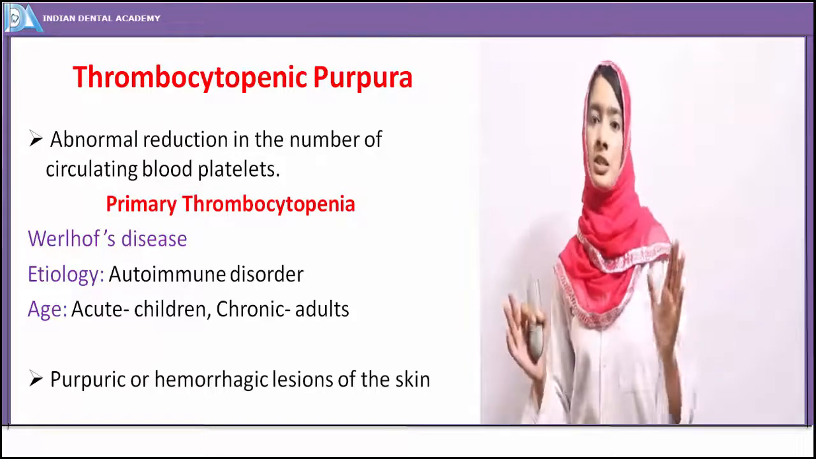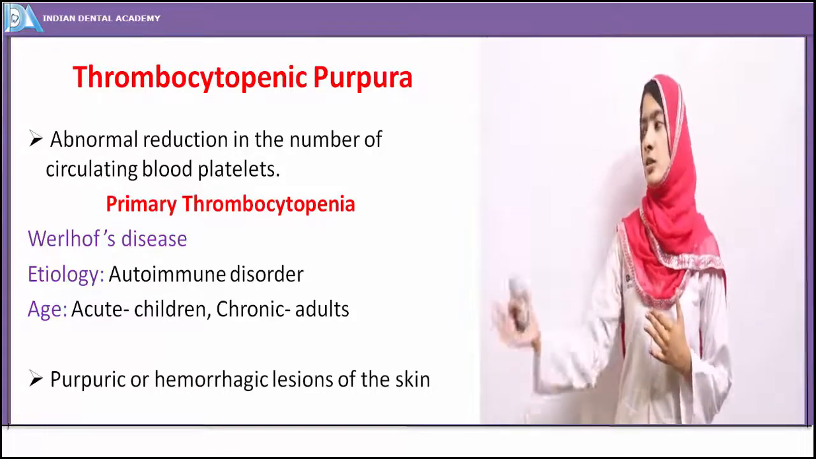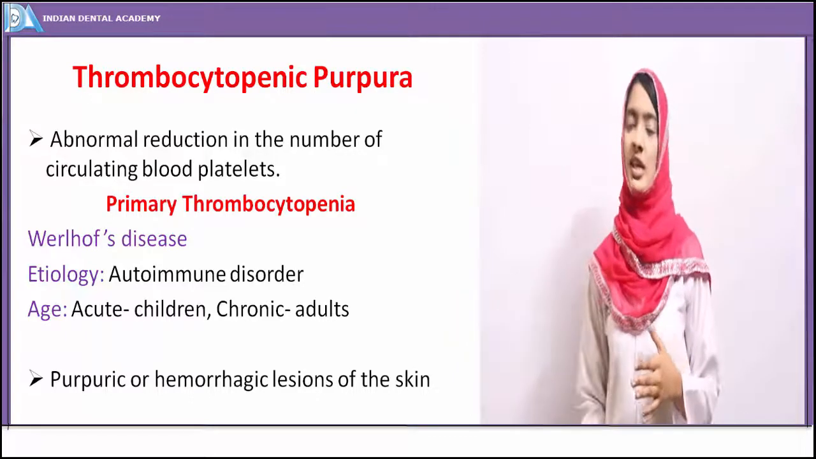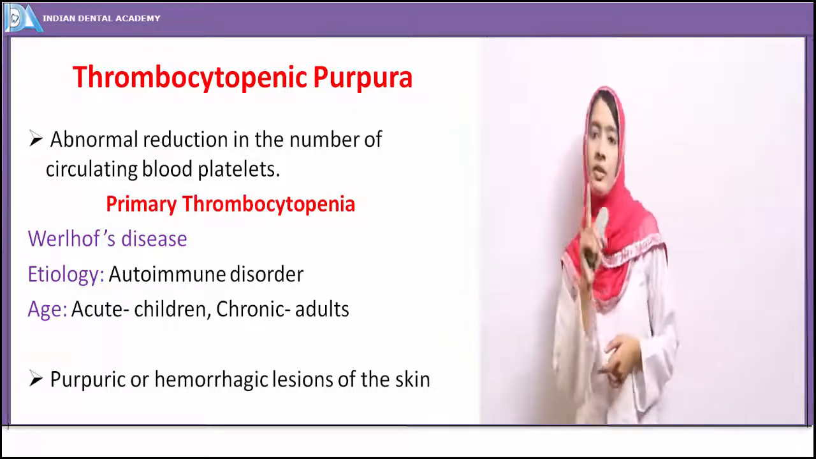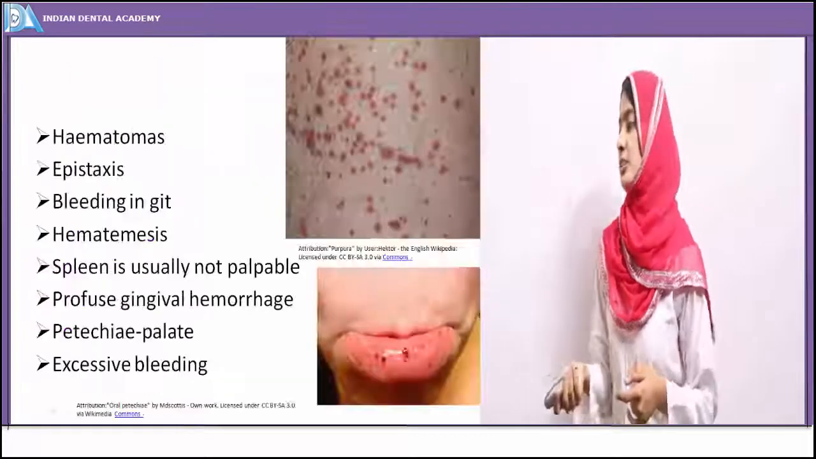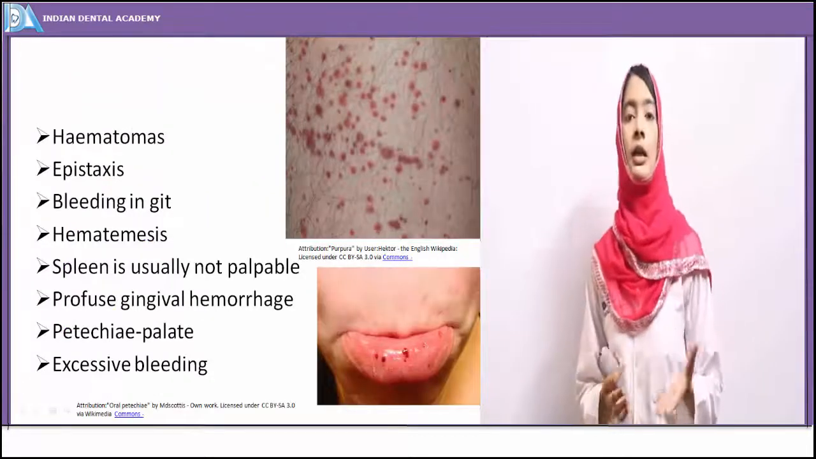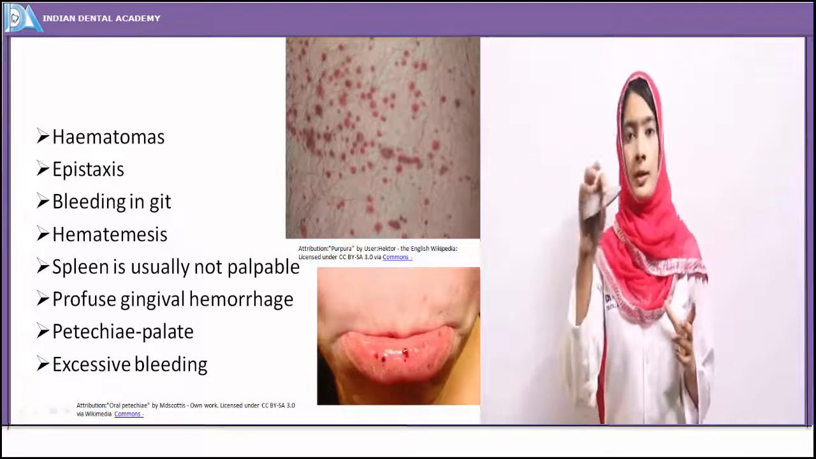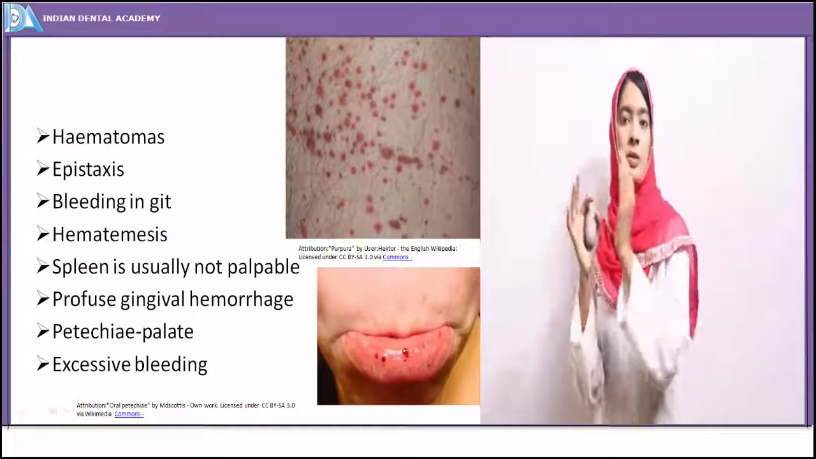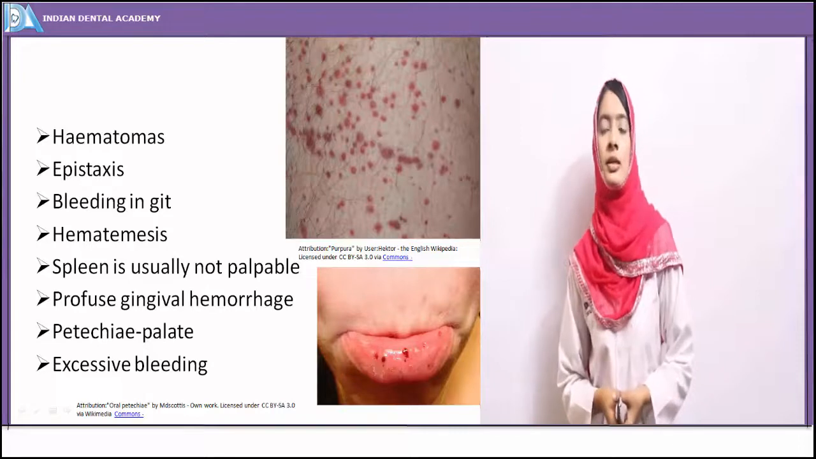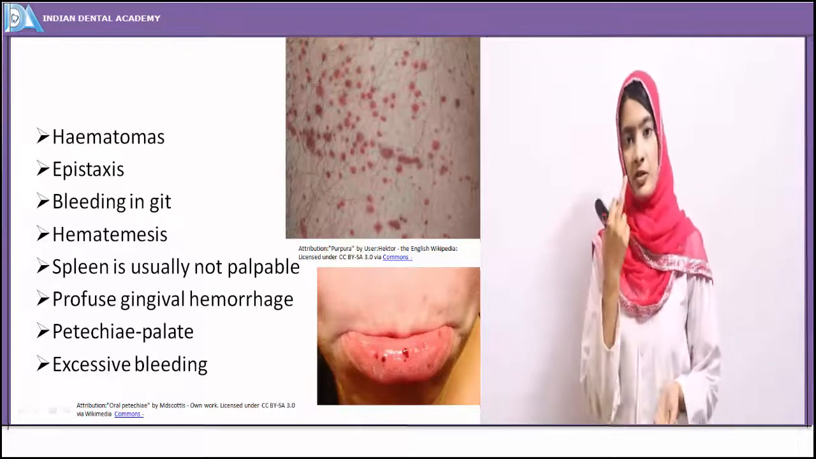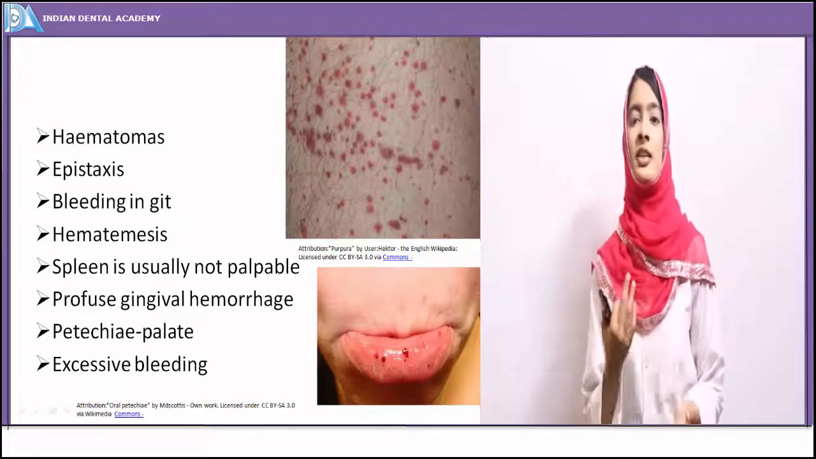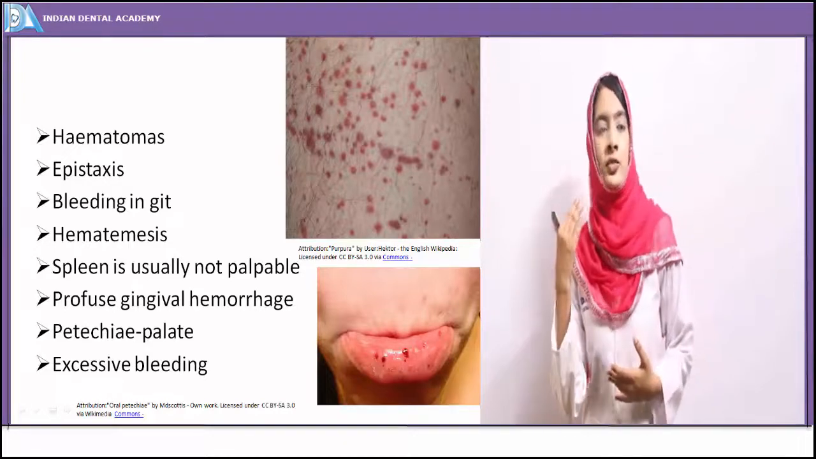There is purplish discoloration of the skin. So here also in thrombocytopenic purpura, you get to see the purplish discoloration of the skin, and the oral cavity also shows the same purplish discoloration. And in the oral cavity, you get to see the appearance of hematomas. It is nothing but deposition of blood here and there. And bleeding from the nose is more common. Along with that, bleeding of the gastrointestinal tract and bleeding of the urinary tract.